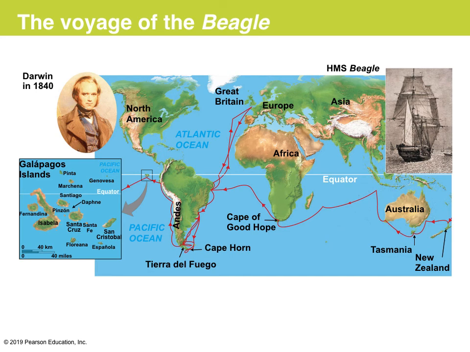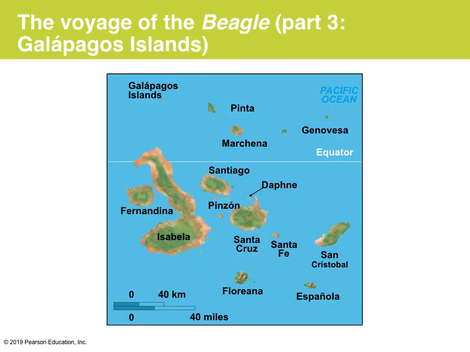And just as they headed away from South America, in that inset you see a very special place they stopped, and that's the Galapagos Islands. So we're going to look at this a little more closely. So here's the infamous Galapagos Islands, and you can see there's a bunch of islands of different sizes, and on these different islands there were slightly different habitats.